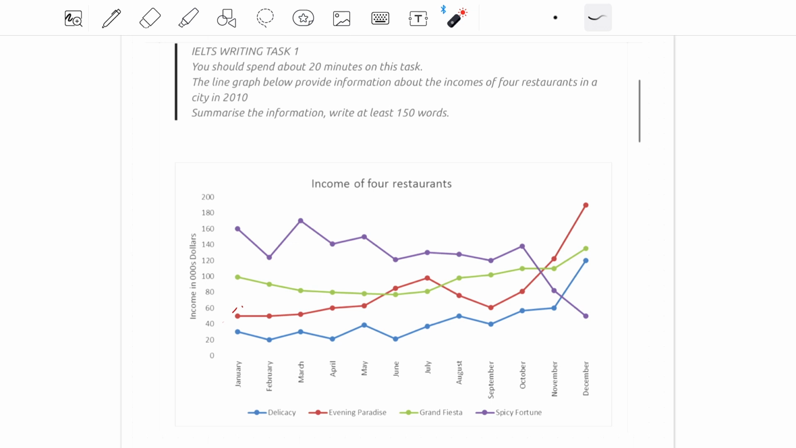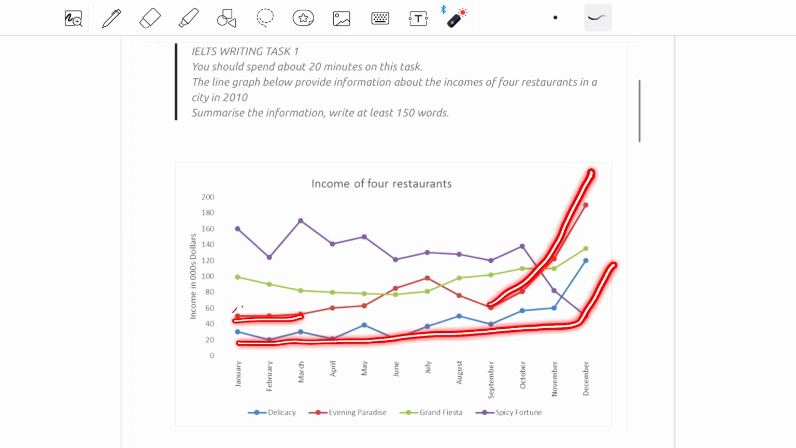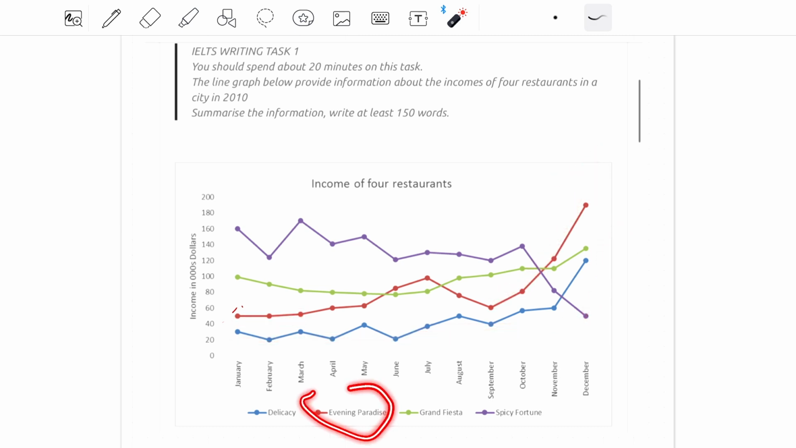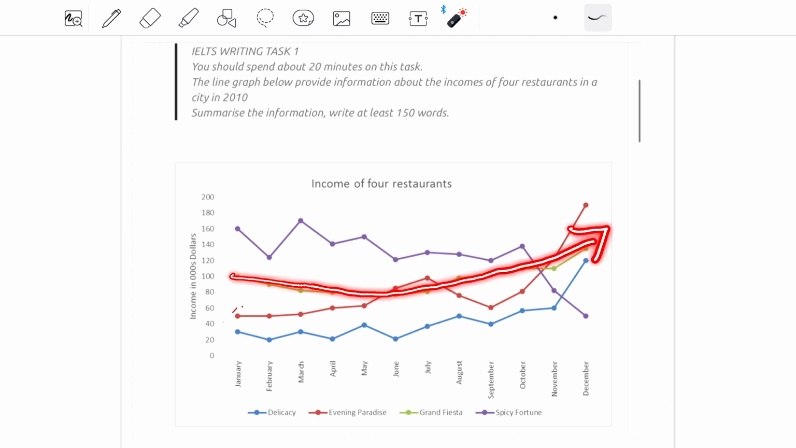In terms of other restaurants, we can see that all of the other 3 increased. These 2 especially increased quite dramatically and significantly by the end of the year, especially Evening Paradise. So again, this is a key feature. Grand Fiesta, the green one, saw a period of decline, but afterwards it started gradually increasing.